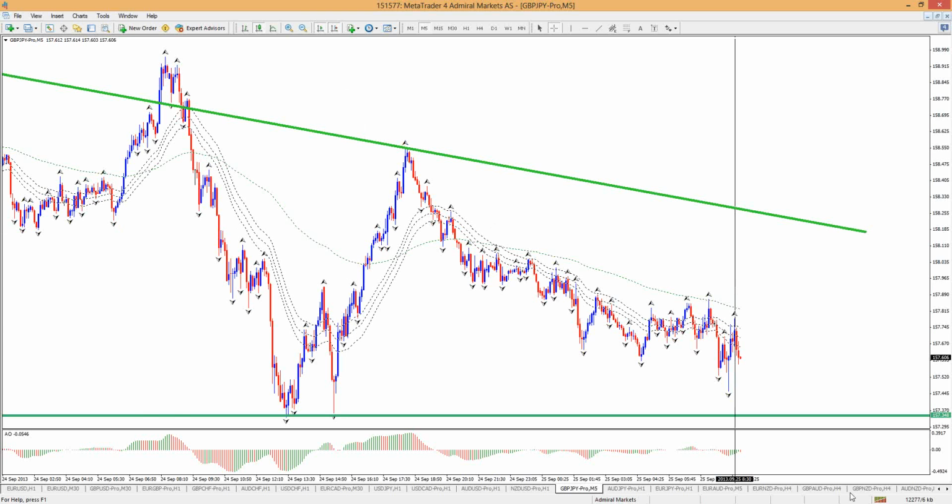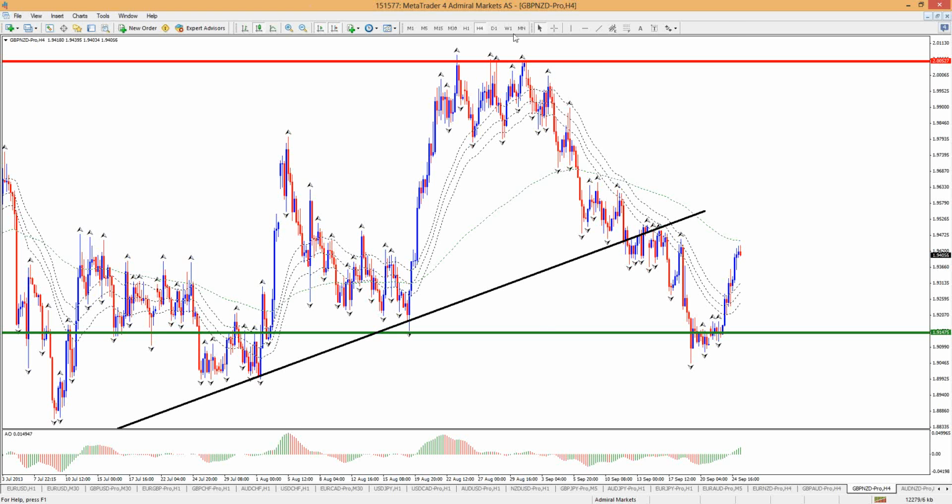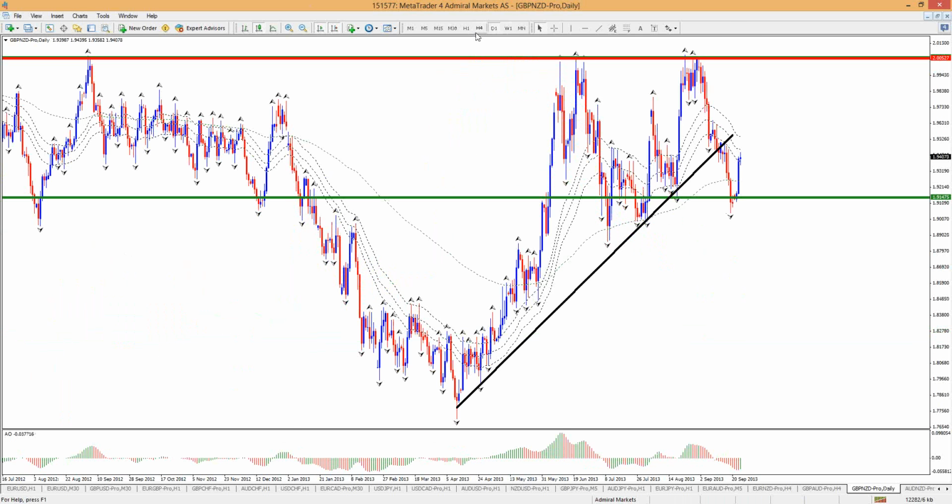We didn't take a look at the Pound New Zealand actually, the last one left. Here's an example of where you can use the band. You can see when price went through the fractal underneath the band, we got that move down to the long-term moving average. It actually went lower than that, didn't it? Pushed this bit through that.